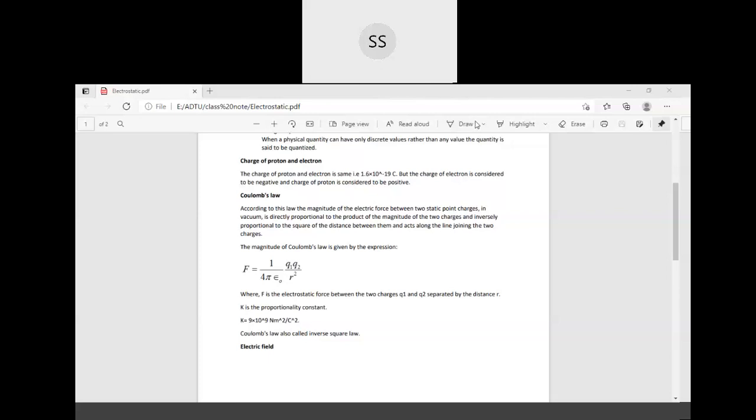Can you repeat? Which part? Coulomb's law? Which part? From the beginning? Yes, ma'am. Yes. Okay.